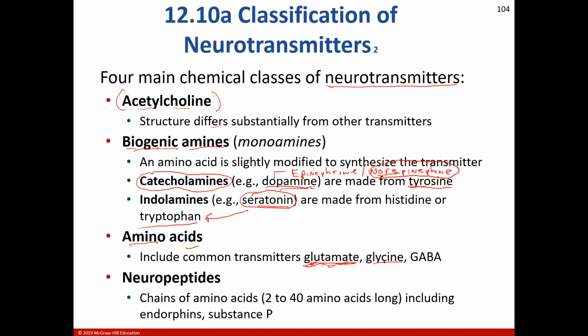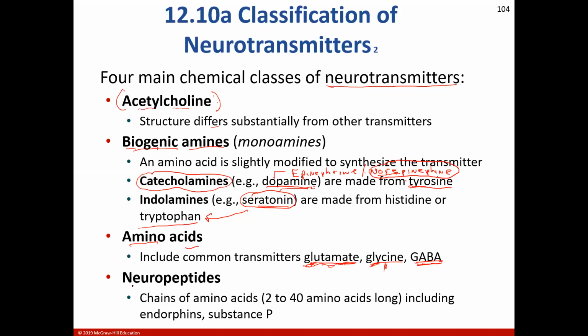Glycine and GABA are inhibitory. Glycine is inhibitory, especially in the spinal cord. So glycine is more about opening the channels for chloride, which would be inhibitory, right? Because that'll make the membrane potential even more negative, hyperpolarizing it. GABA is the most inhibitory neurotransmitter in the brain, gamma aminobutyric acid, almost purely just an amino acid, very small, right?